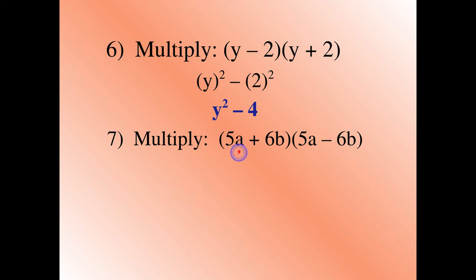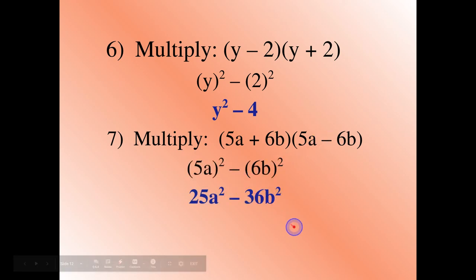So try this one. Square your a, 5a squared, square your b, 36b squared, put a minus in between it. So 25a squared minus 36b squared.